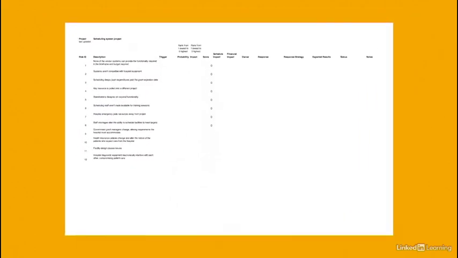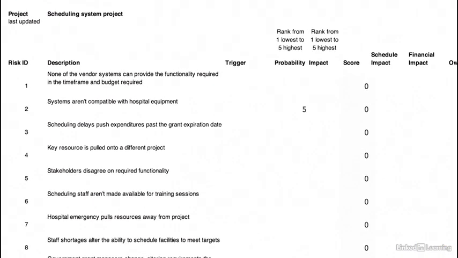For example, suppose older hospital computers are very likely to be incompatible with the new scheduling systems. New computers increase the budget, so the impact is very serious. The risk's score is 25, so you'll definitely need to manage it. Risk 1's probability and impact are both medium. Its score is 9, and you need to plan for it. Risk 4 is fairly serious, but it isn't likely. Its score is 3, so you won't plan for it.